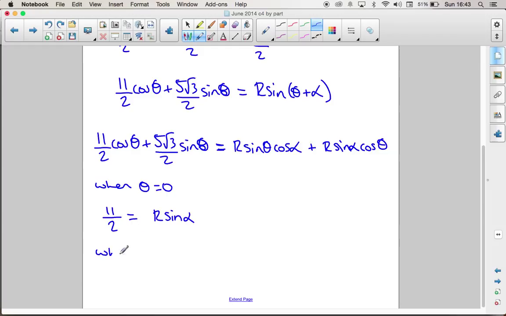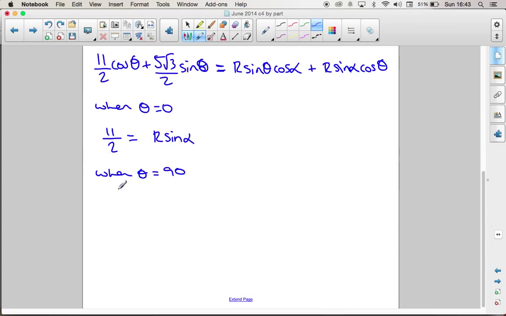When theta equals 90, we're going to get this time cos theta being 0 and sine theta being 1. So we just get 5 root 3 over 2 because sine theta is 1, and we're going to get r cos alpha this time, again because cos theta is 0.